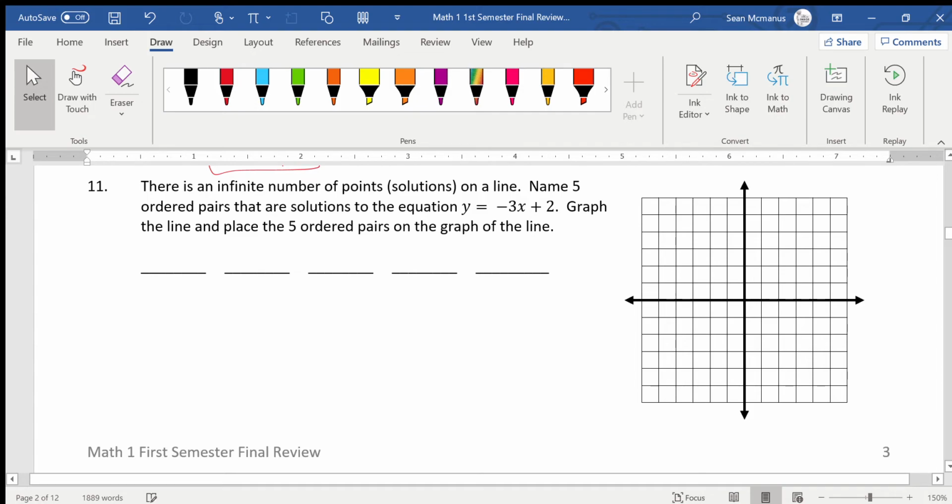Remember, when I graph a line, what that really is showing me visually is all of the solutions, all of the combinations of x and y that make the equation true. So there's an infinite number of them, including all the decimals and fractions and so on.